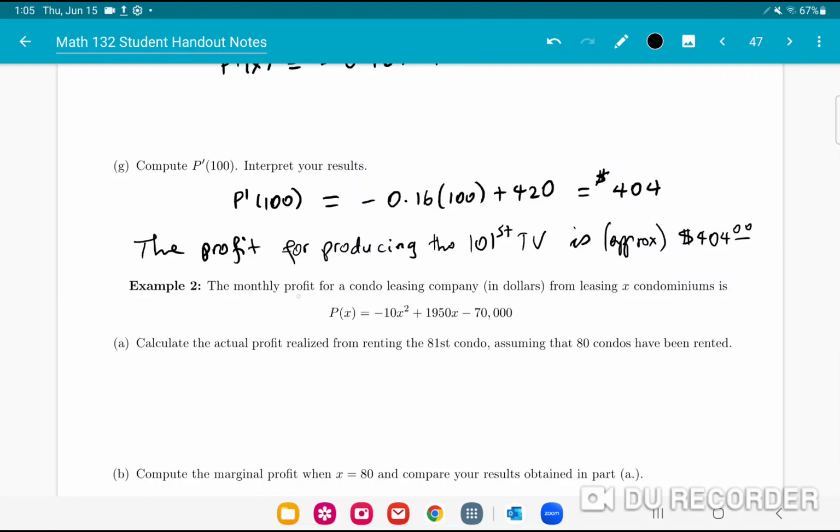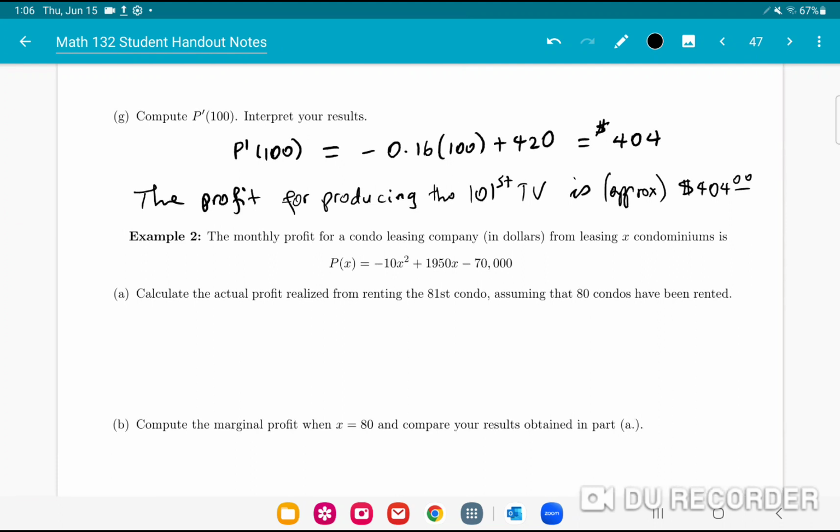Here's another example. The monthly profit for a condo leasing company for leasing X condominiums is this. This is the profit function. They did calculate the profit for us. They didn't give us the price per unit, and they didn't want us to do revenue or anything like that. So calculate the actual profit realized from the 81st condo, assuming 80 condos have been rented.